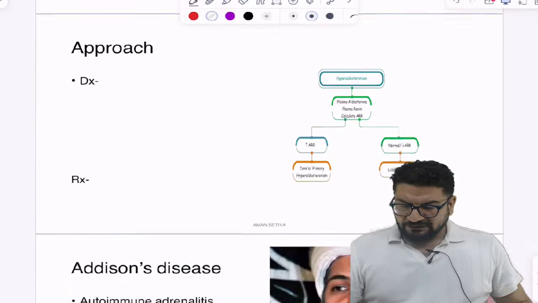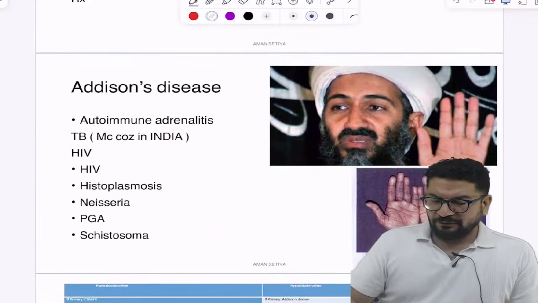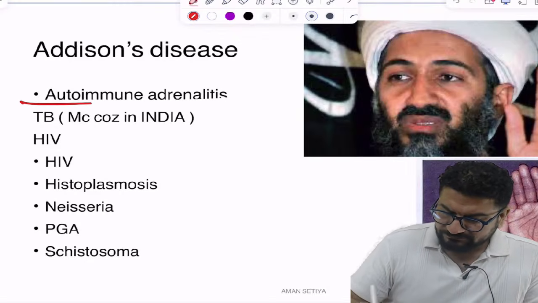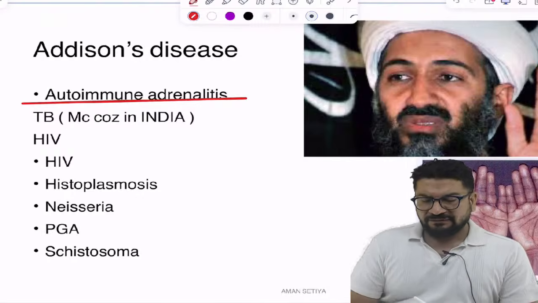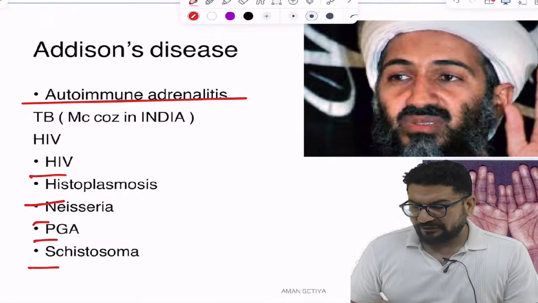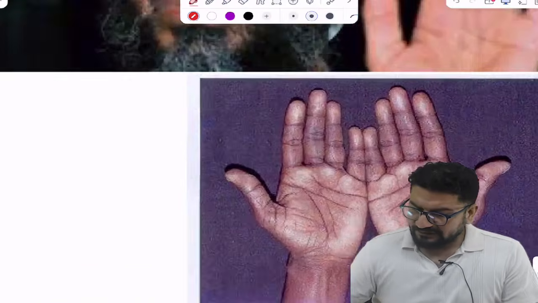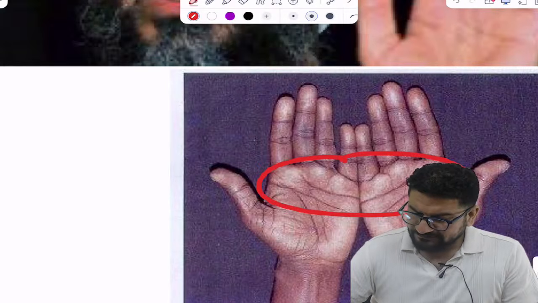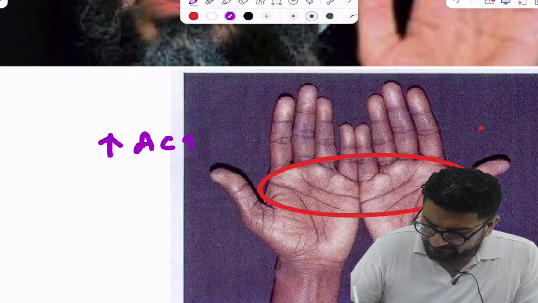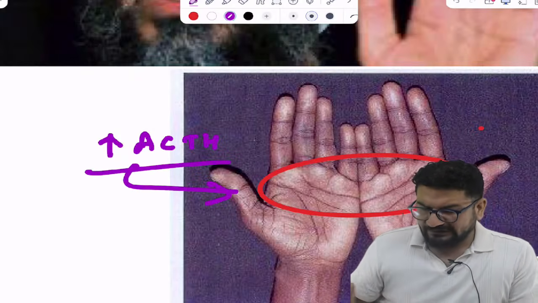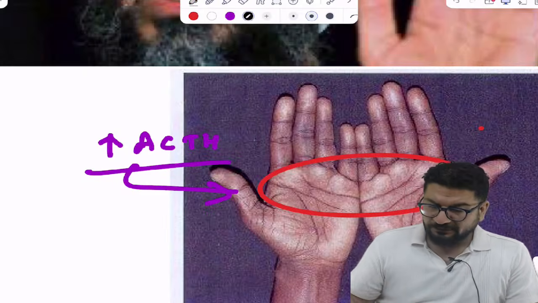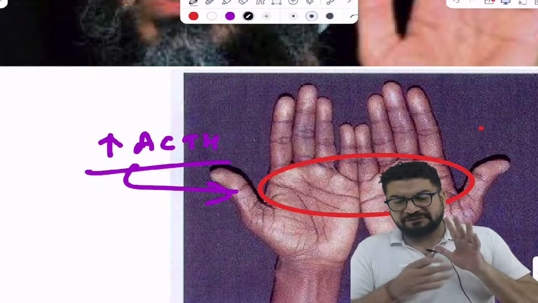Okay, now try to understand. They ask you a question on Addison disease. Most common cause will be autoimmune adrenalitis, which can also occur because of TB. Sometimes it can be due to HIV, histoplasma, Neisseria, polyglandular autoimmune syndrome, schistosomiasis. Then the classical finding you can see is increased hyperpigmentation, and this is because of increased level of ACTH. So ACTH will have an MSH like action, and that can increase your pigmentation. So you can see classical hyperpigmentation.